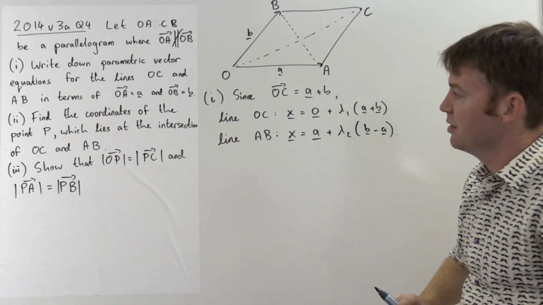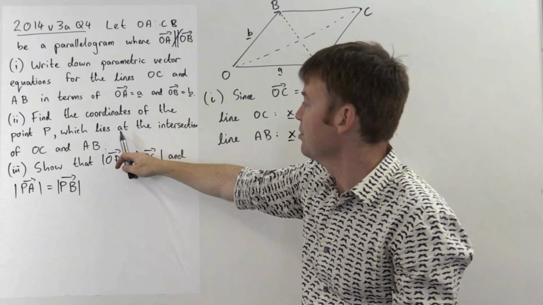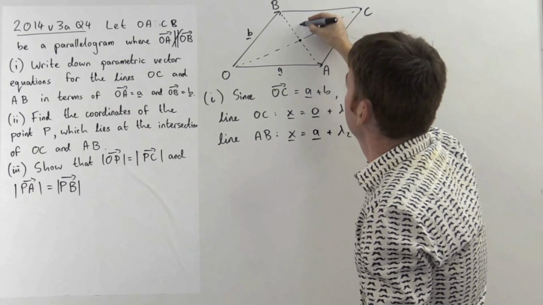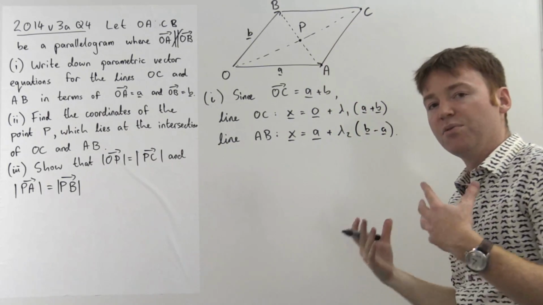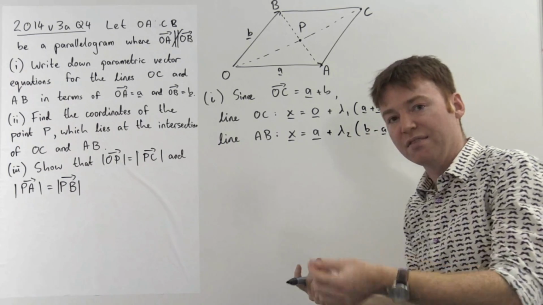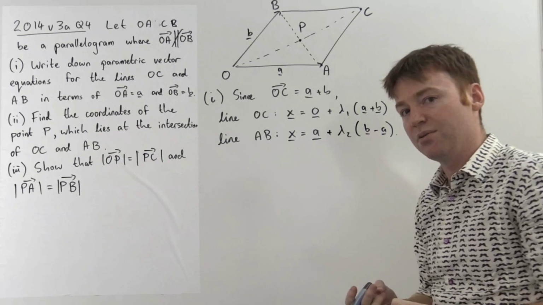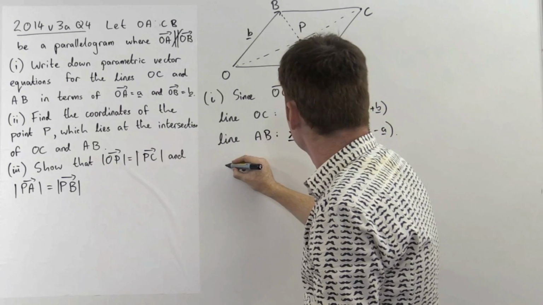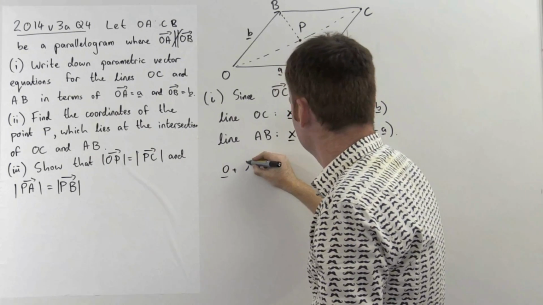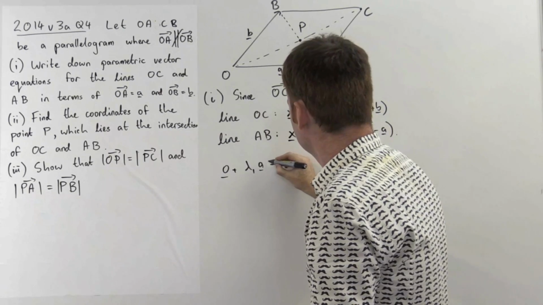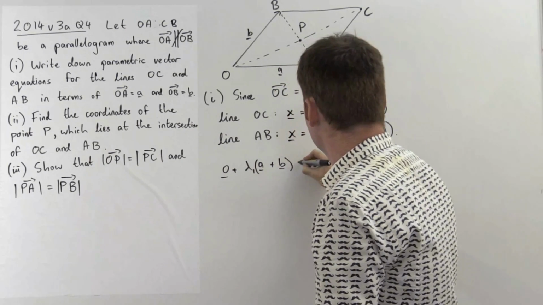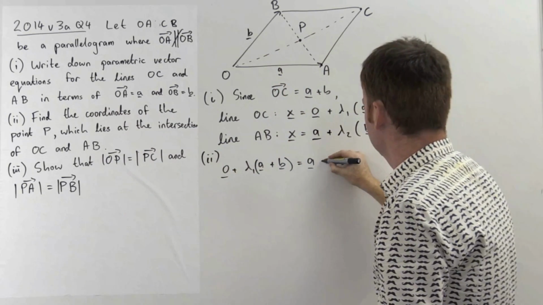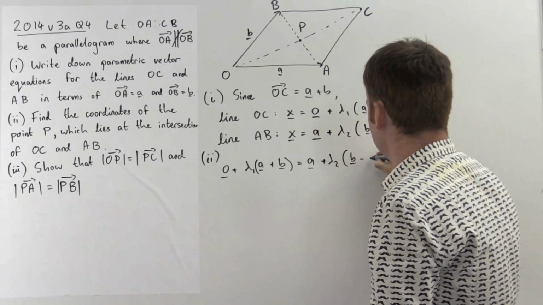Now the tricky bit. Find the coordinates of the point P, which lies at the intersection of OC and AB. So that's this point here, P. And these are two lines. I can't just look at the coordinates of P and find the lambdas. I need to actually equate these two things. I have no choice. I'll write this as 0 plus lambda 1 times (A plus B), which is part 2 now, is equal to vector A plus lambda 2 times (B minus A).